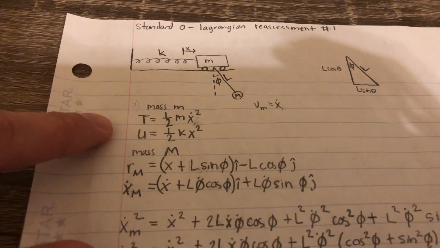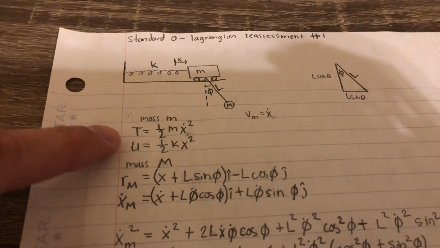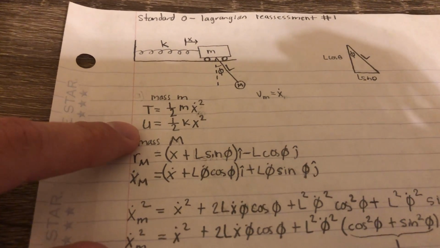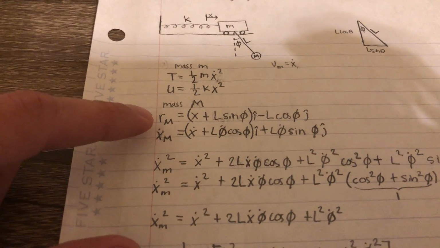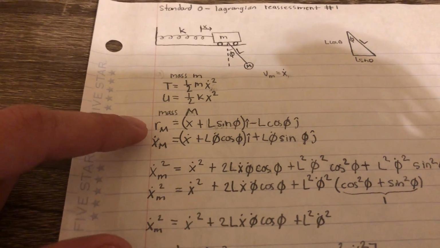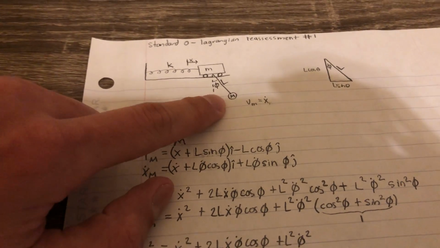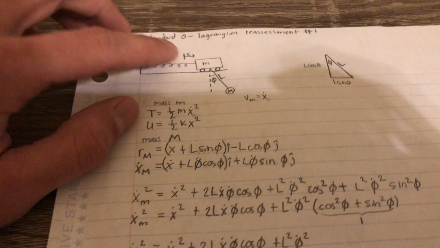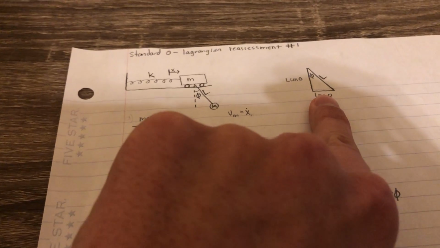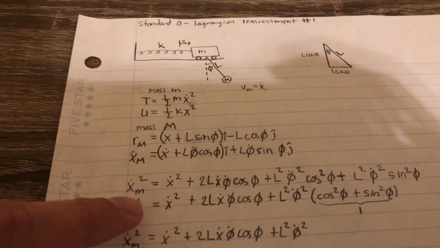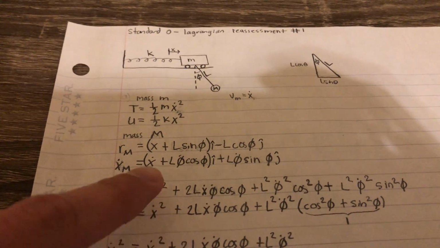So we're going to start with the cart, and I know that the kinetic energy for the cart is 1/2 M x dot squared, and the potential energy for the spring is 1/2 k x squared. I also know that for mass m, I need to find the r value. I need to get this distance in terms of r. So that is going to be the x displacement plus L sine phi. I'll solve the triangle right here. And for the x position, and then for the y position, it's just going to be minus L cosine phi.